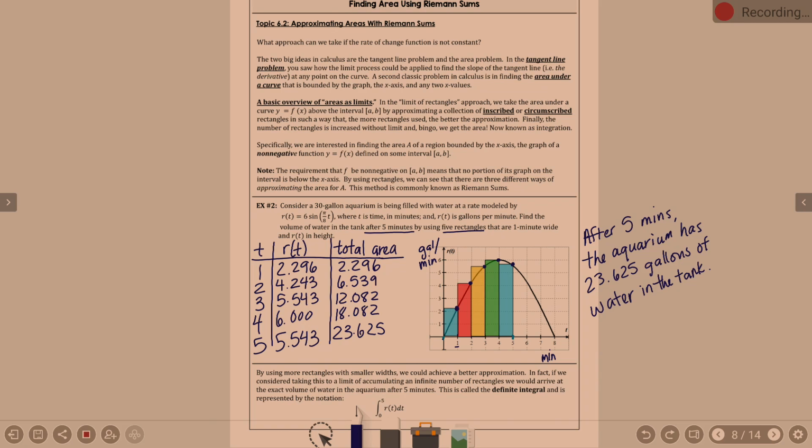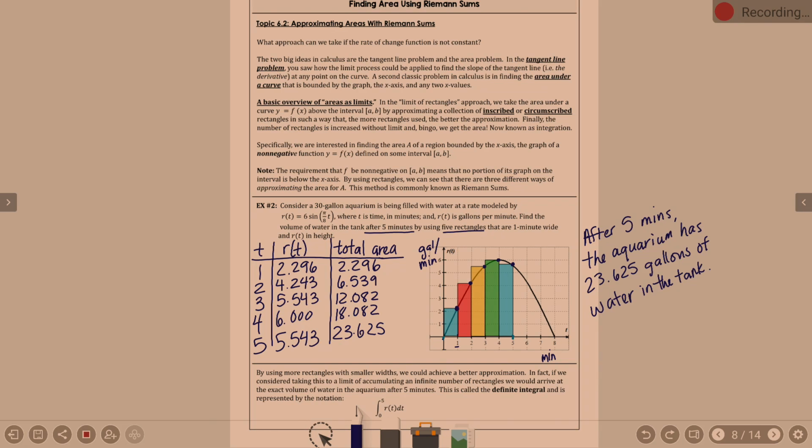Okay. Now, as we look at these, we'll talk about the various rectangles. But these rectangles are right-hand rectangles, because which side of the rectangle did we use every time? We use the right-hand side of the rectangle. These rectangles were drawn to intersect at the right-hand edge. By using more rectangles with smaller widths, we could achieve a better approximation, more accurate pieces.